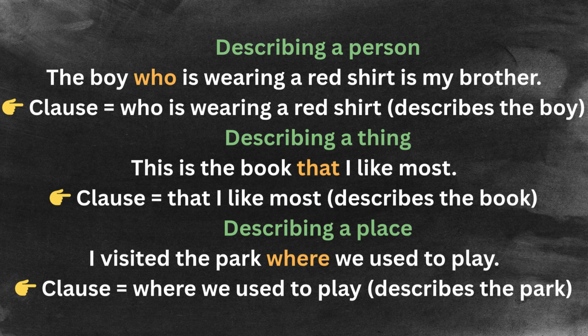Number 1. When describing a person, you must use who. For example, the boy who is wearing a red shirt is my brother. Clause: who is wearing a red shirt describes the boy. Number 2. When describing a thing, you must use that. For example, this is the book that I like most. Clause: that I like most describes the book. Number 3. When describing a place, you must use where. For example, I visited the park where we used to play. Clause: where we used to play describes the park.